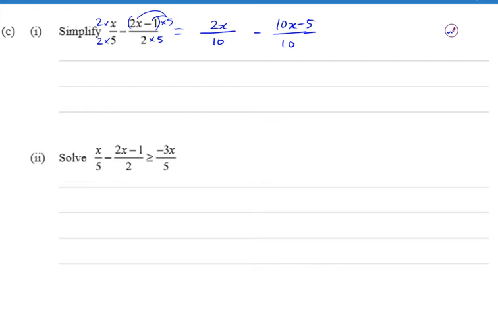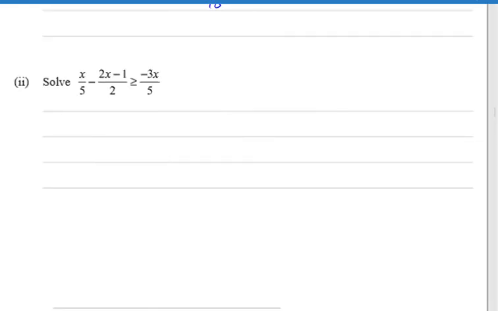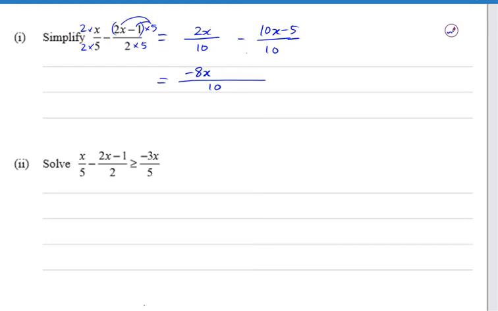Okay, now that I've got them both over the same denominator, I can subtract the tops. So I'll write my fraction down here that's over 10. So I've got 2x minus 10x, so that's going to be minus 8x. And then I've got minus negative 5. So if you've got minus negative 5, that's the same as positive 5 or plus 5. So over here I'm going to have plus 5. And that's it. We can't combine these terms any further, and so that's as far as we can go.